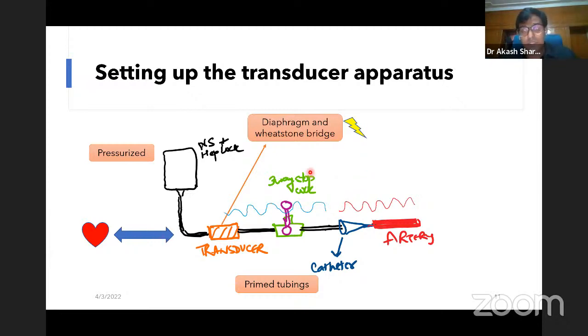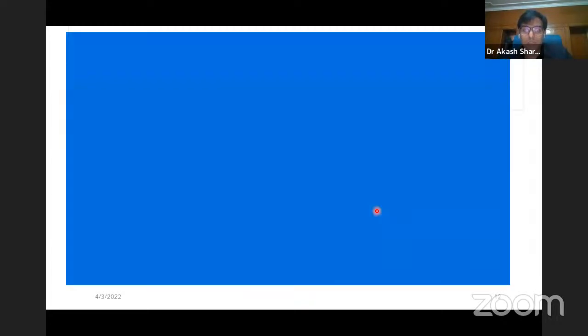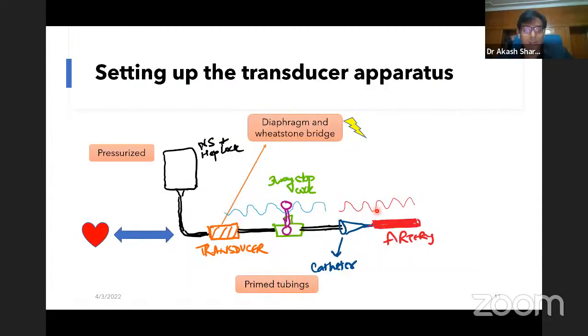The other thing is that you have to prime all these tubings. By priming, we mean that you have to fill them with saline, and we cannot keep them with air. If there is air, there will be no transmission of these pulse waveforms. So this is the whole concept of how a transducer works, and why we use saline while connecting the invasive blood pressure monitor.